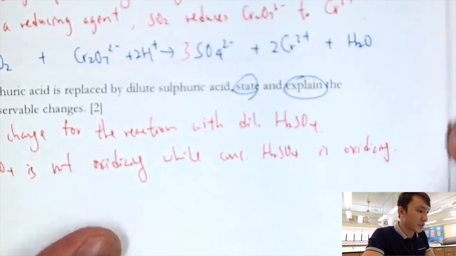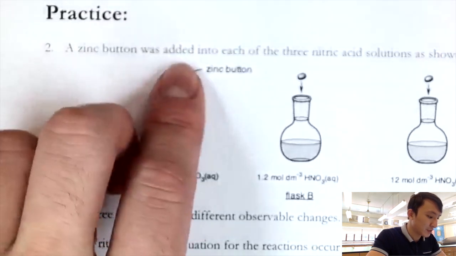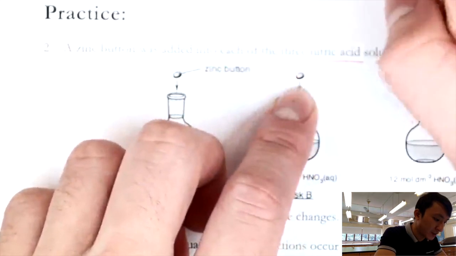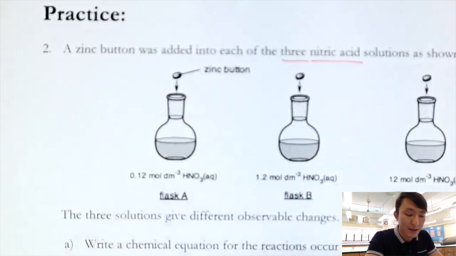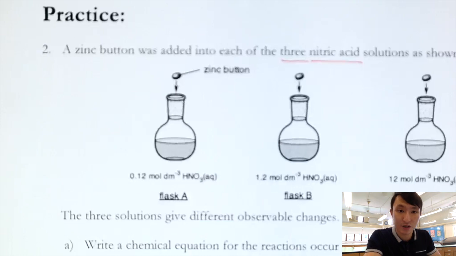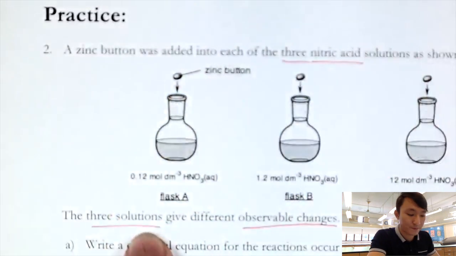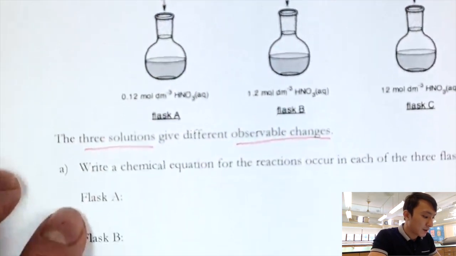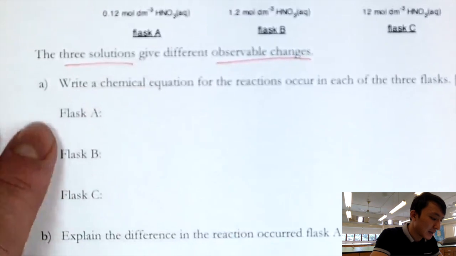Now I'll move on to the next practice question. In this case, we have a zinc button added into 3 different kinds of nitric acid with different concentrations. As you can see, 0.12 mol per dm cube, 1.2, and 12. Now, it's pretty obvious that these 3 concentrations represent 3 different situations, right? The very dilute one, the dilute one, and the concentrated one. Plus the fact that you can see the 3 solutions give different observable changes. Okay. Now, for part A, you are going to put down the chemical equation for the 3 reactions that take place. Shouldn't be that difficult.